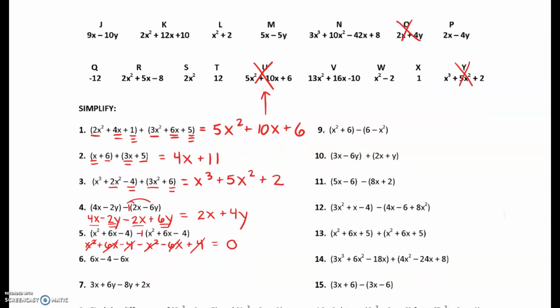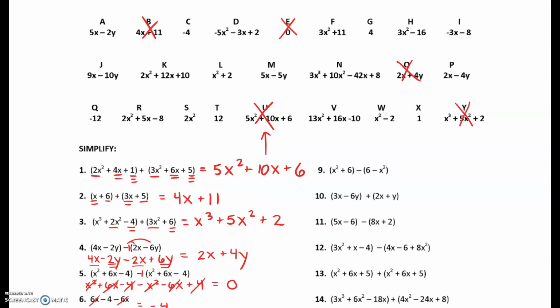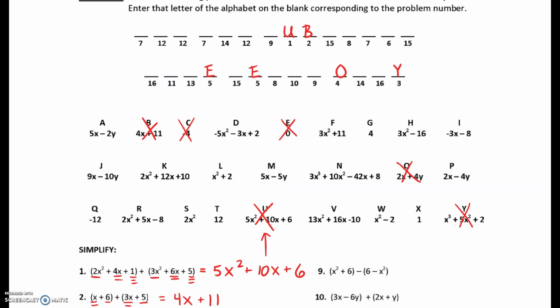Okay, I'm going to complete one more with you, and then I would ask that you complete the rest of these questions on your own and complete the riddle and turn this in once it is complete. If you look at number 6, there are no parentheses, so you can automatically think about combining like terms. You have 6x and -6x. They will cancel, leaving us with the final answer of -4. And if you notice, -4 is in our solution options. It is the letter C. So anywhere you see a number 6, you will fill in the letter C.